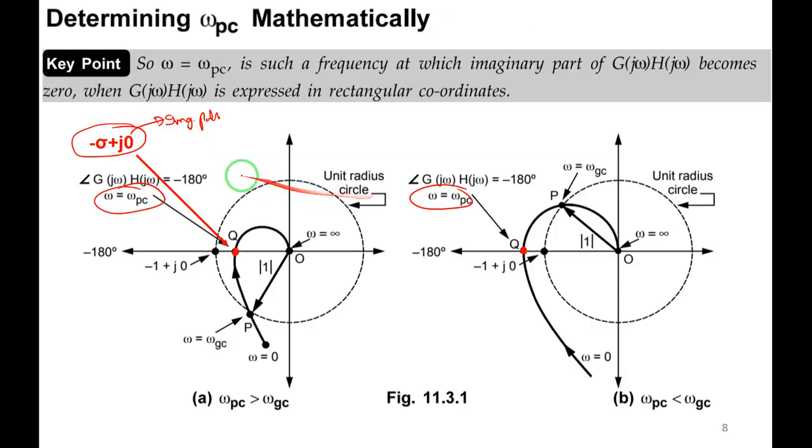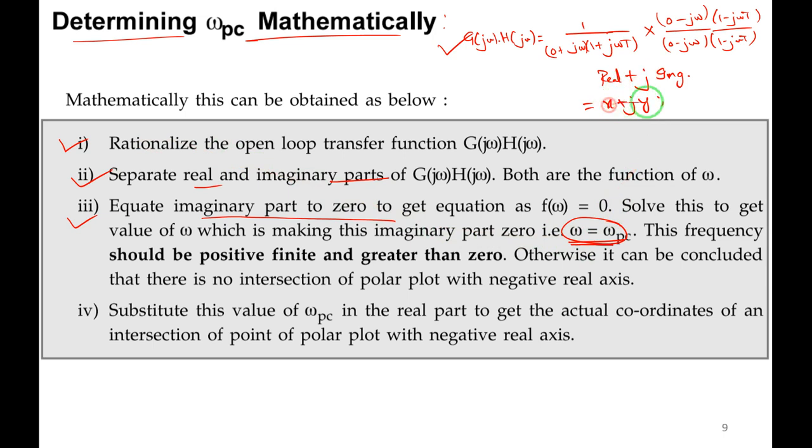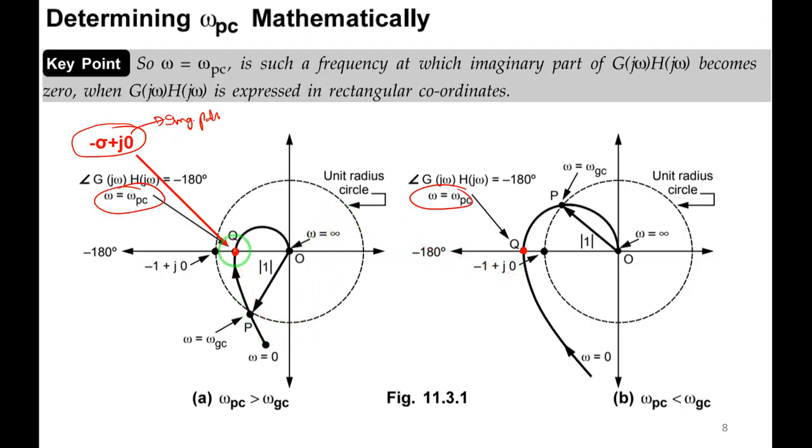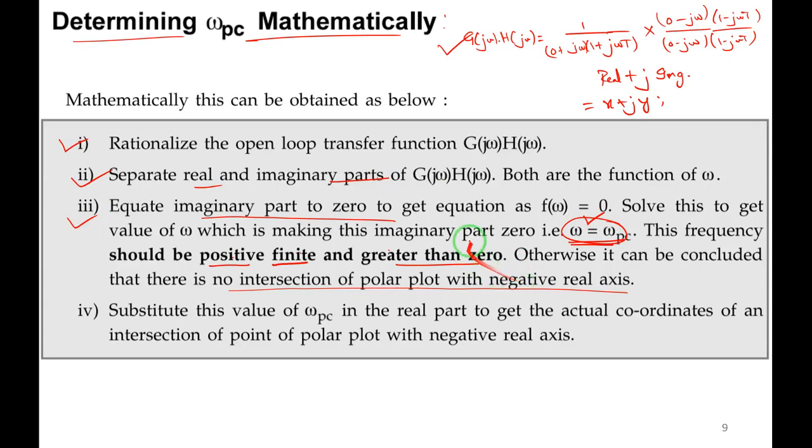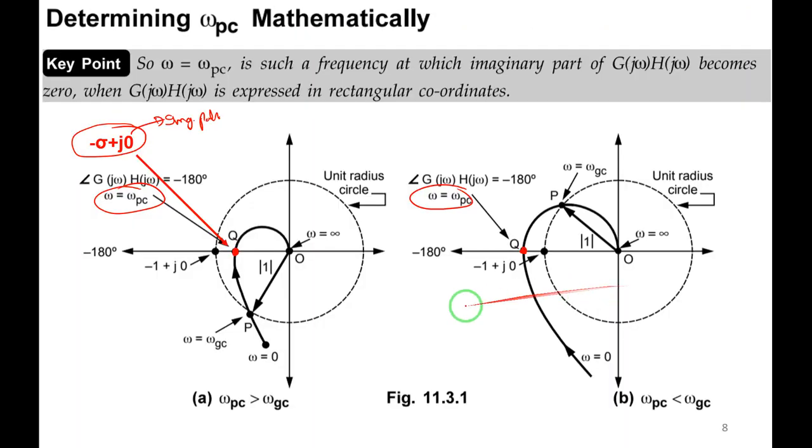After equating this imaginary part to 0, we will calculate the phase crossover frequency omega equal to omega pc. And this frequency should always be positive, finite and greater than 0. Please keep this in mind, right? If it is negative, or if it is infinite, then there is no intersection of the polar plot with the negative real axis. If omega pc is positive, finite and greater than 0, then only the polar plot will intersect the negative real axis. Here this polar plot is intersecting the negative real axis, right? But if omega pc is negative, then there is no intersection of the polar plot with the negative real axis.